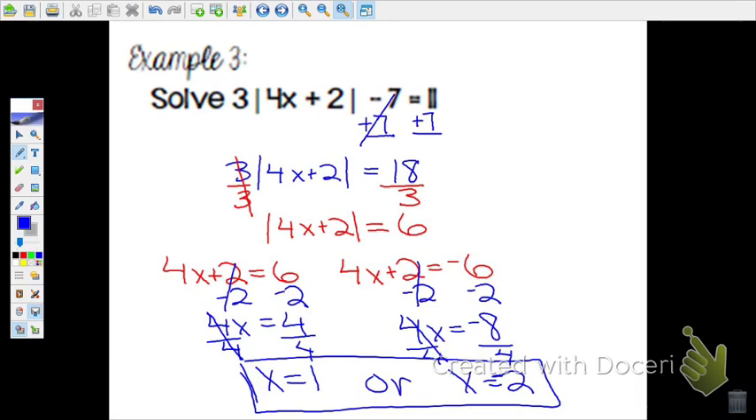So again, I'm going to check. 4 times 1 is 4. 4 plus 2 is 6. 6 times 3 is 18. Minus 7 is 11. If I use the negative 2, 4 times negative 2 is negative 8. Plus 2 is negative 6. Absolute value makes it a positive 6, times 3 is 18, minus 7 gives me 11.